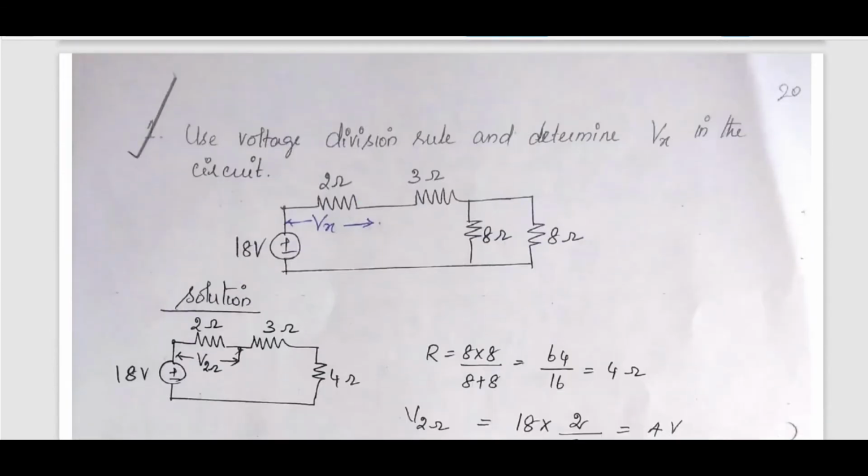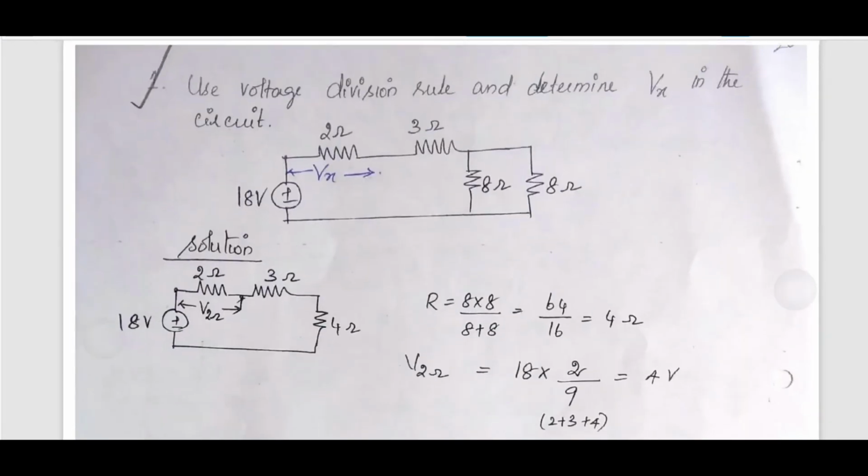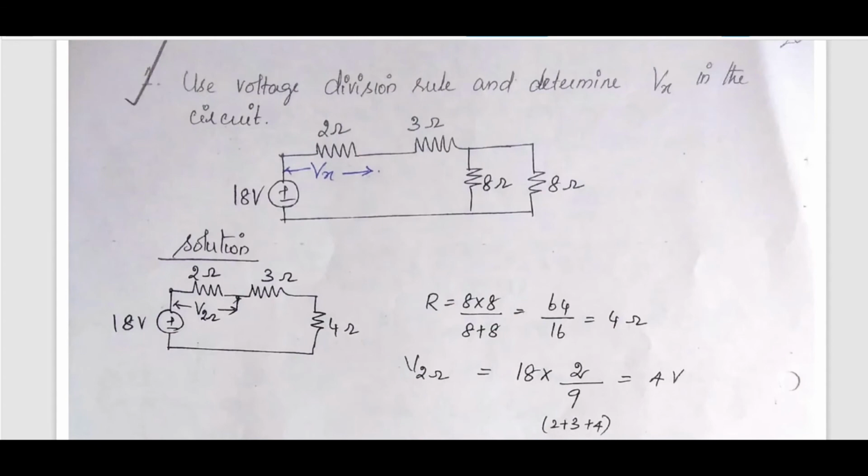Let us see a simple problem using the voltage division rule. Use the voltage division rule to determine the voltage across the 2 ohm resistor in the circuit. This is the given circuit. A 2 ohm resistor and a 3 ohm resistor are connected in series, and 8 ohm resistors are connected in parallel. 18 volt is applied across the supply of the circuit.